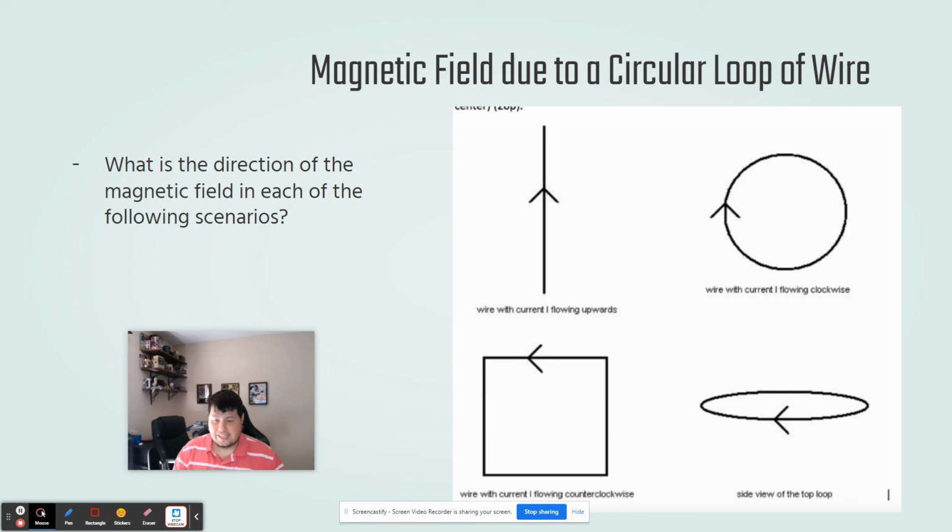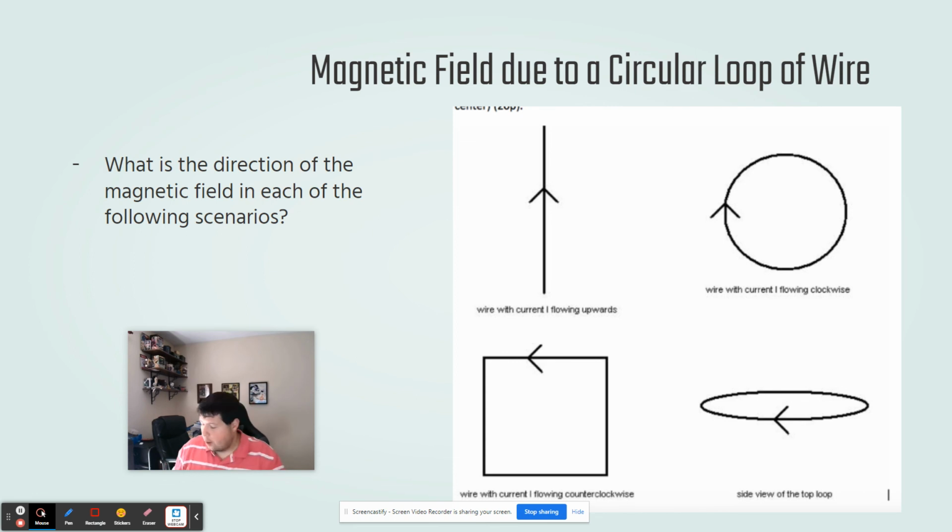And then lastly, I've got the side view of the top loop. So this one here, the current is going, it looks like, back around and then out toward me. So kind of flowing like this, right? So if I use my right hand and loop with that current, I get it to be going down through the top of that loop here. So hopefully those examples were helpful for you to take a look at direction for these ones.